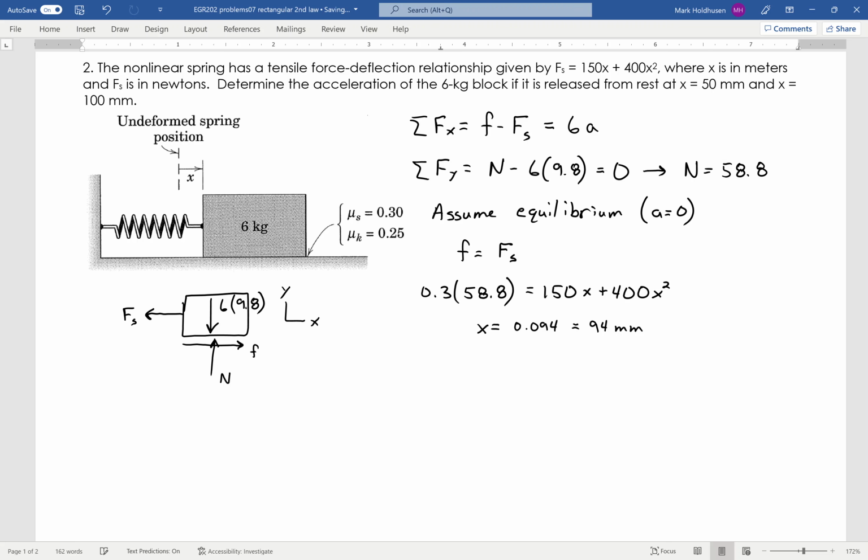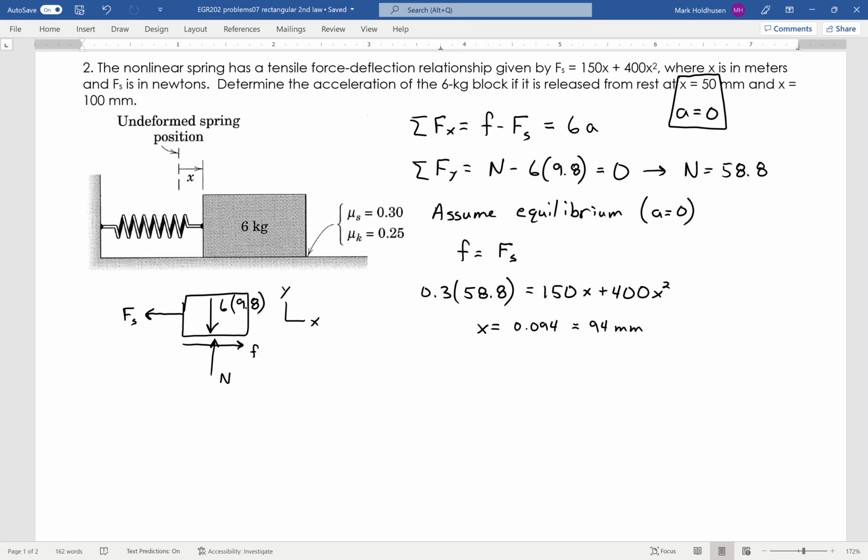Because of that, for anything less than 94 millimeters, friction is going to keep it in place. So I know that the acceleration when x equals 50 is going to equal 0. But when x equals 100, it will start moving. Friction can't hold it. This is the max amount that friction can hold. So any more than 94 millimeters I pull back, this thing is going to accelerate. At 50, it will just stay where it is.